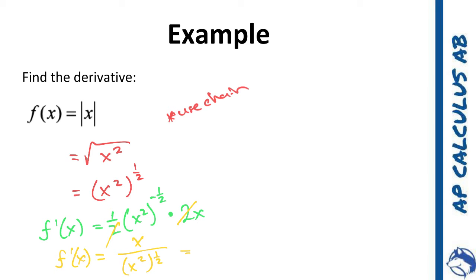Well, if I continue going here, this is x over, and what I've got on the bottom here is something squared. Well, something squared is always going to be positive, so when I take the square root of it, it's just going to be that x, but it's going to be a positive x, which is the same as the absolute value. So I get x over the absolute value of x for the derivative of the absolute value of x, which I think is kind of interesting.